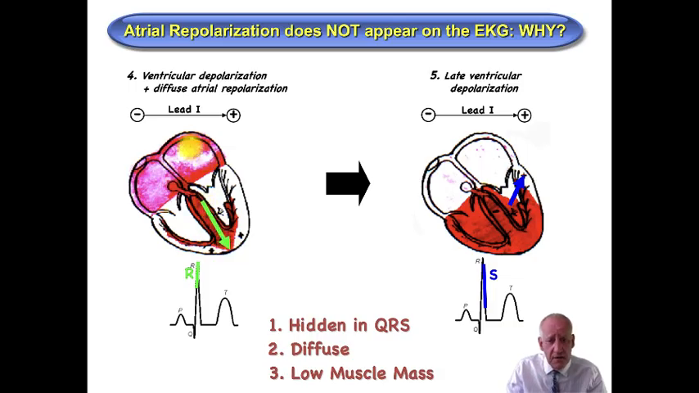Second, in contrast to the ventricles, the atria repolarize in a very diffuse, non-uniform manner. And so there is a very small electrical vector as the atria repolarize. And third, because the atria are thin-walled, there just is not nearly as much muscle mass, as many myocytes participating in repolarization, as there are in the ventricle.